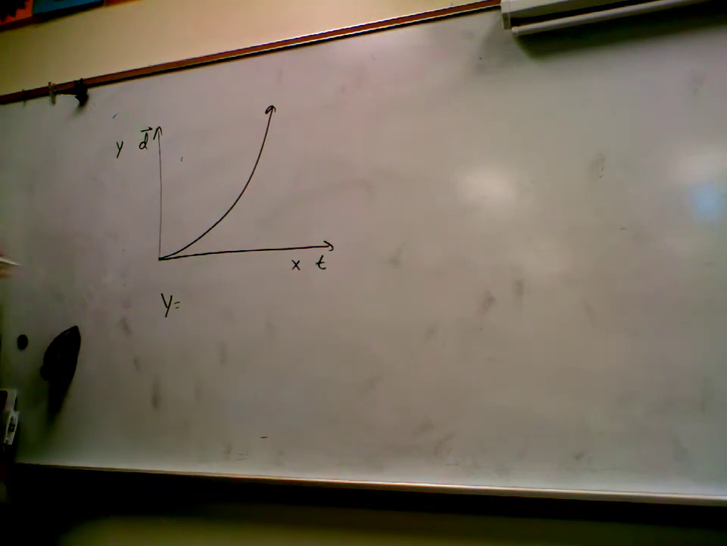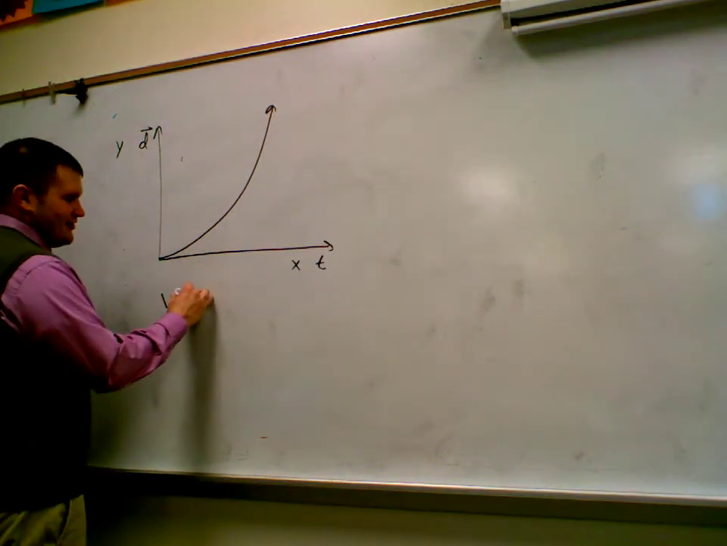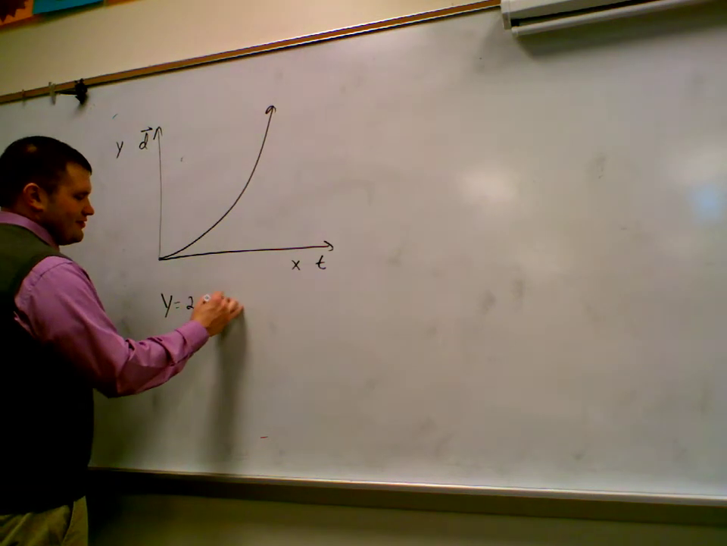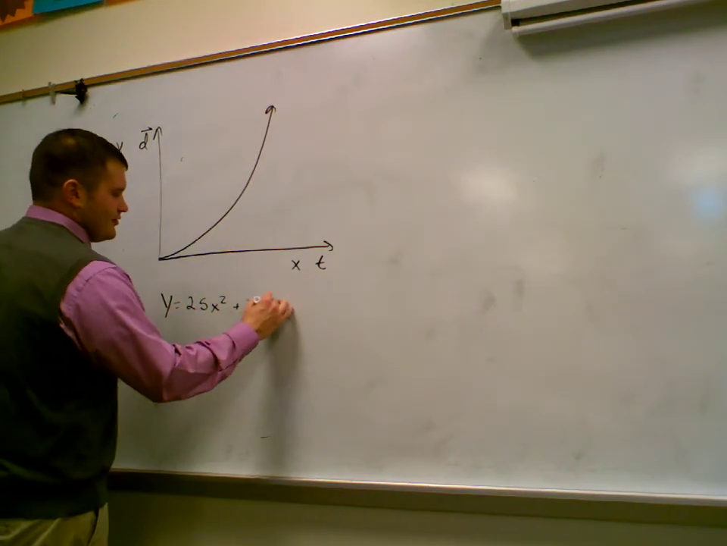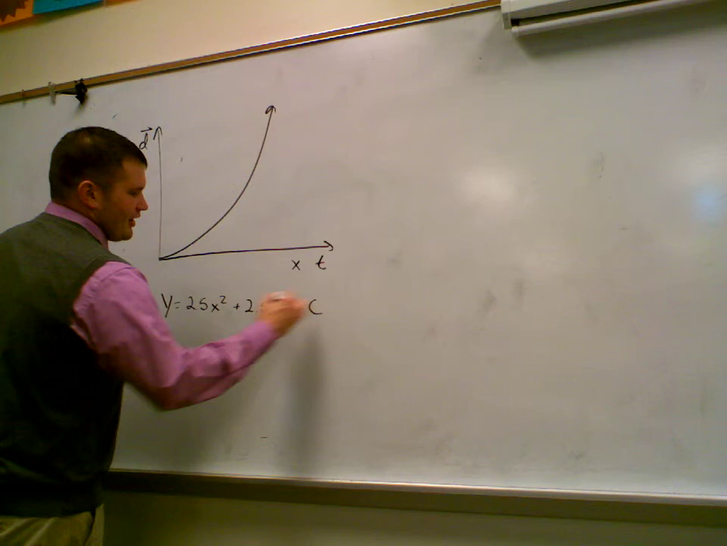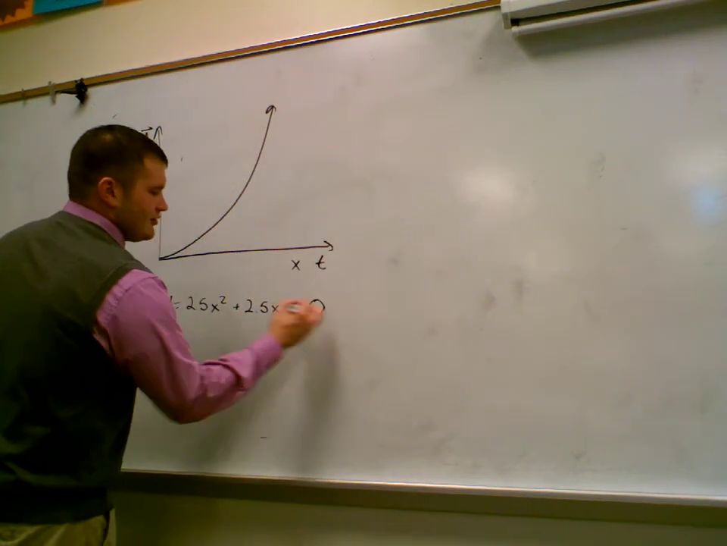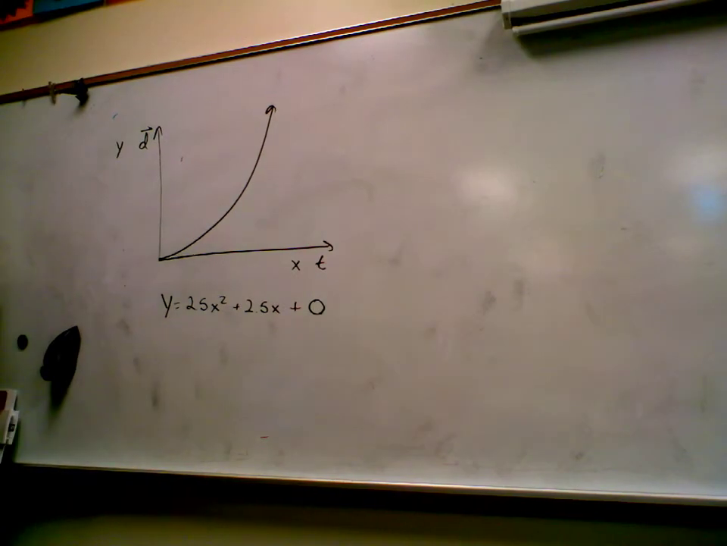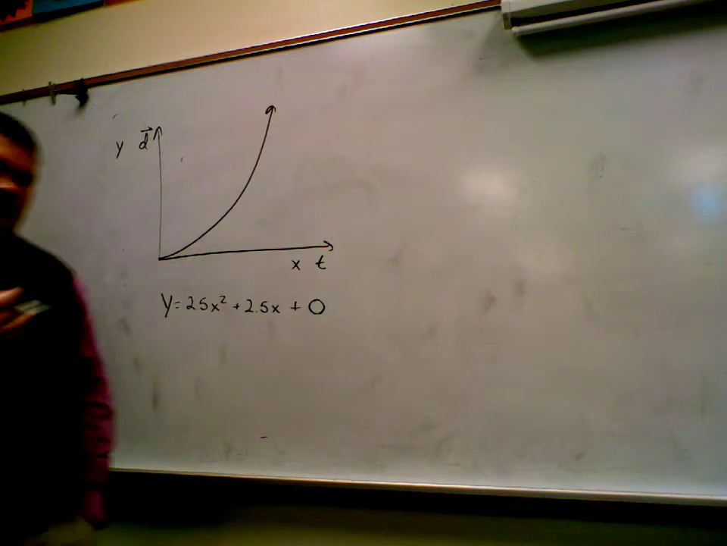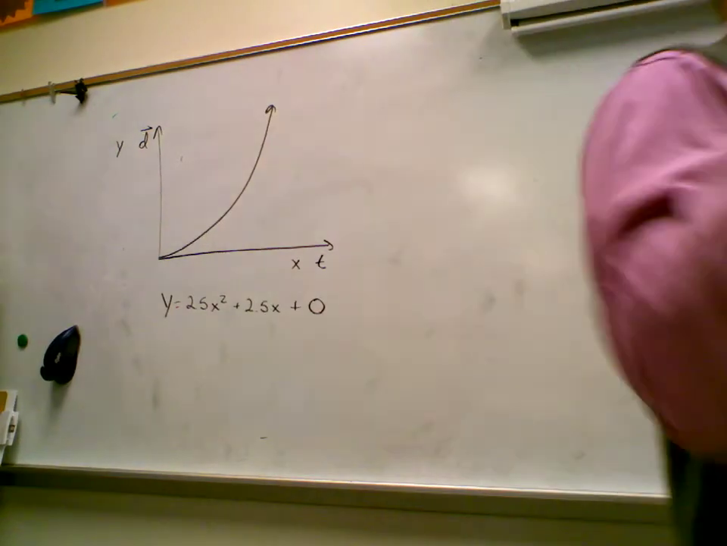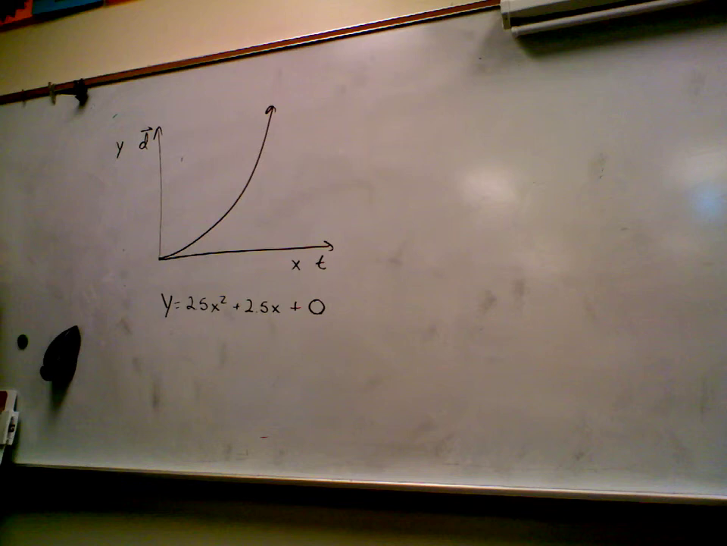Okay, Skylar? Y equals 2.5x squared plus 2.5x plus 0. Oh, 0, not C. But now don't we have to make it into our thing? So now we're going to take this equation, and the reason I had to do this is because you guys are creating the next equation to go on the board.